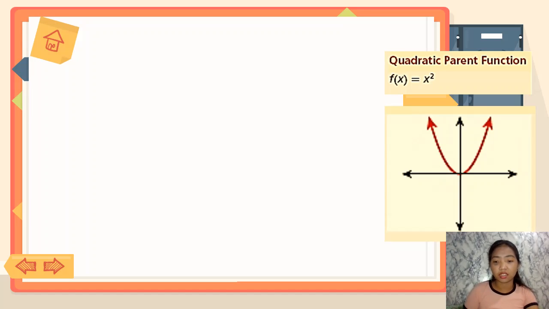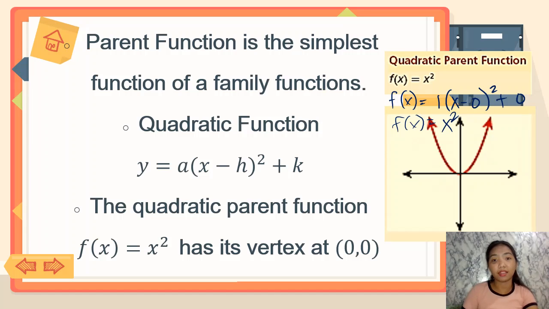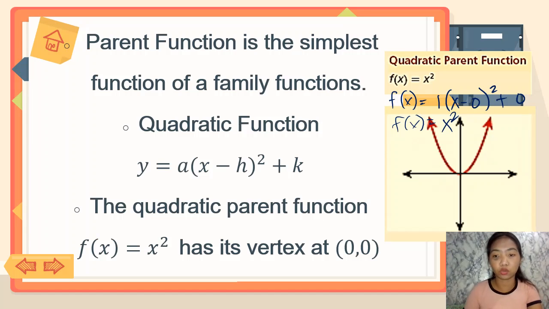Basically, this is just a simplification of a equals 1, h equals 0, and k equals 0. Remember that the vertex of this function is at (0, 0). Then x minus 0, squared, simplifies to x squared, and there is no need to write the plus 0 and the 1, because that is understood to have a 1. Now, the vertex here is at the origin with a equal to 1.